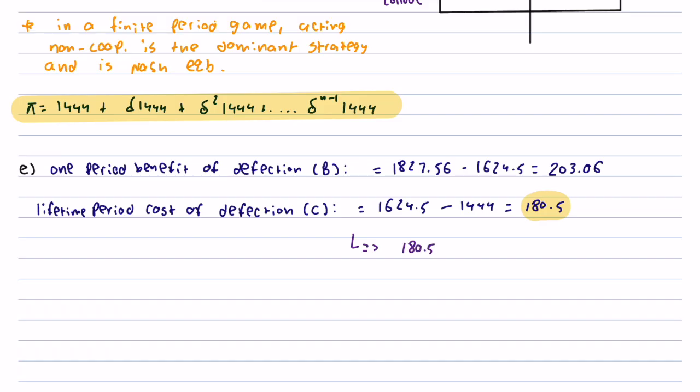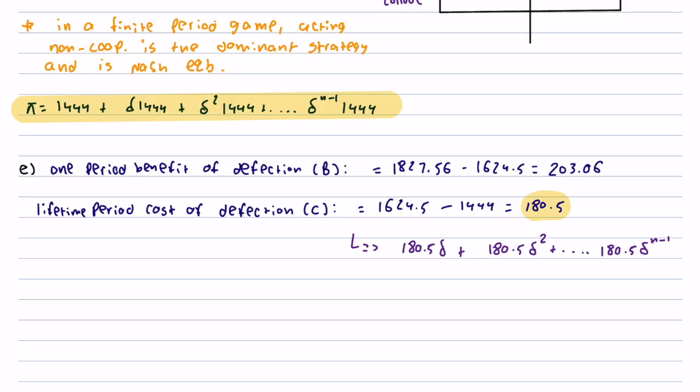180.5 times delta plus 180.5 times delta squared plus 180.5 delta^(n-1). And you can replace the 180.5 with C, and that would work as well. So what we want to find is the discount factor that makes collusion sustainable.